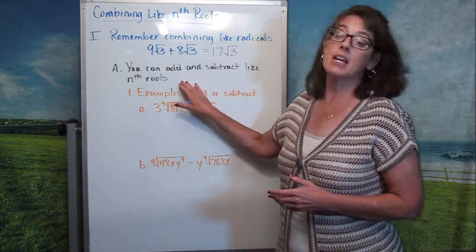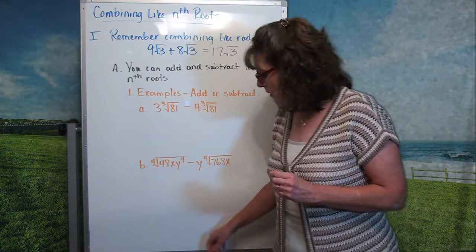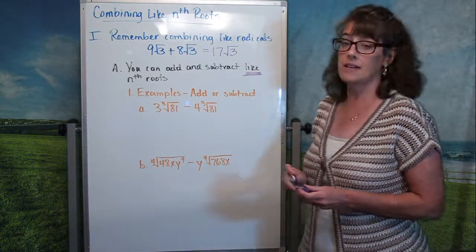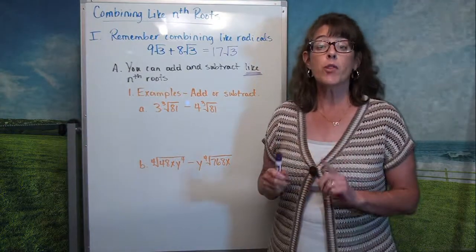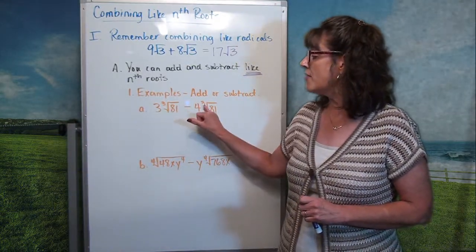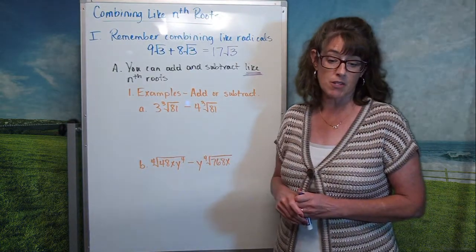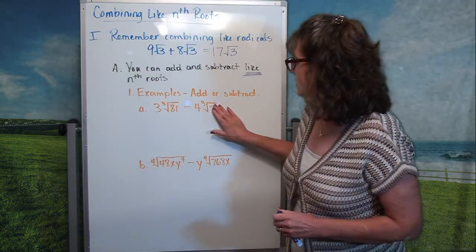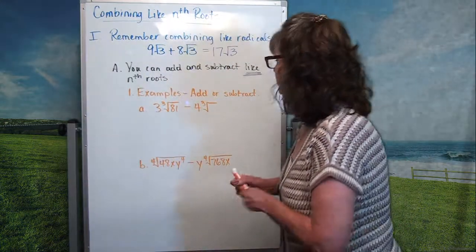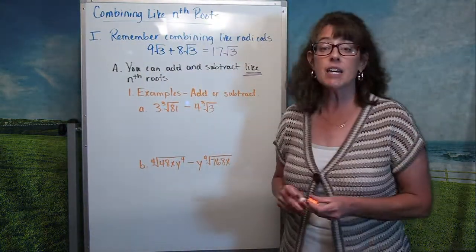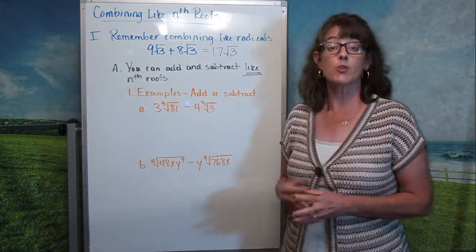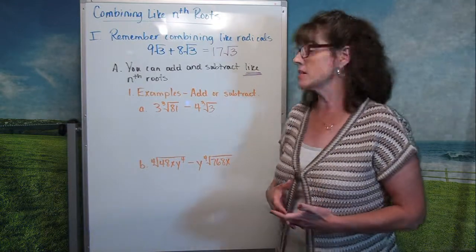The same thing can happen with nth roots. You can add and subtract those nth roots as long as they are alike. Similar concept. For them to be alike, they have to have the same indices, and then the number underneath has got to be the same. So as you look at this, and this actually should be a 3. I miswrote that. There we go. So the indices have to be the same, and the numbers underneath the indices, or in other words, the radicands, have to be the same.